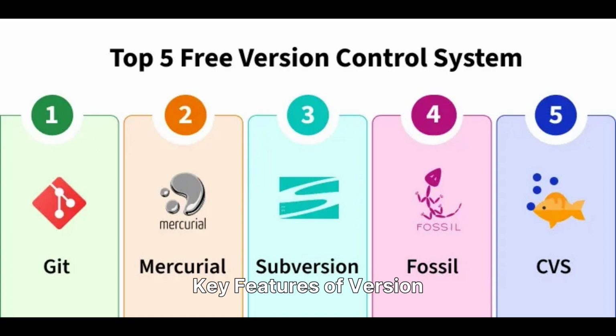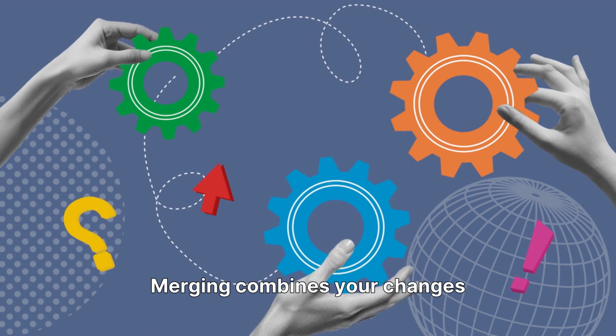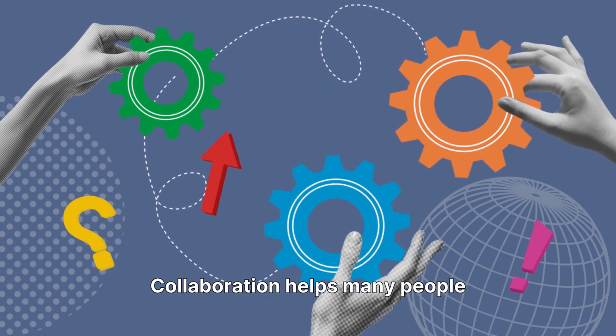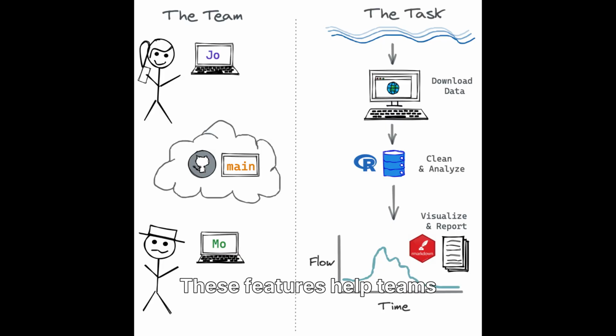Key features of version control. History tracking keeps every past version of every file. Revert or undo allows you to go back to a previous state if something breaks. Branching lets you experiment without affecting the main project. Merging combines your changes with others' contributions. Collaboration helps many people work on a project at the same time. These features help teams move faster and with more confidence.